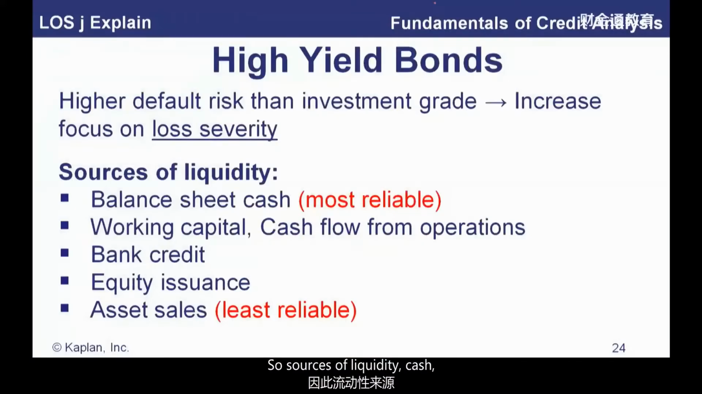So sources of liquidity, cash. That's a reliable source of liquidity, and it's hard to lie about. The auditors can just call the banks. Working capital and cash flow from operations. Again, two sources of cash, two sources of liquidity over the short term. Bank lines of credit that are open lines of borrowing. That's certainly a source of liquidity.